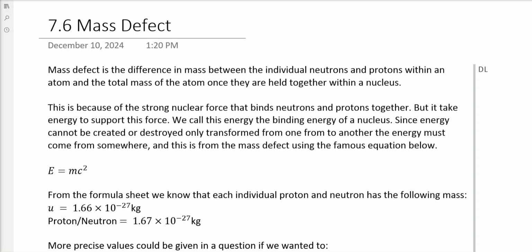Mass defect is the difference in mass between the individual neutrons and protons within an atom and the total mass of the atom once they're held together within a nucleus. Basically, when we look at each individual neutron or proton, we can associate a mass with that by itself.